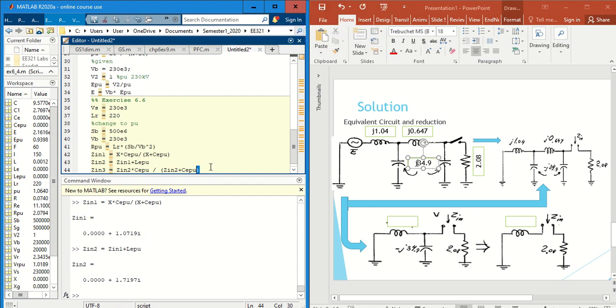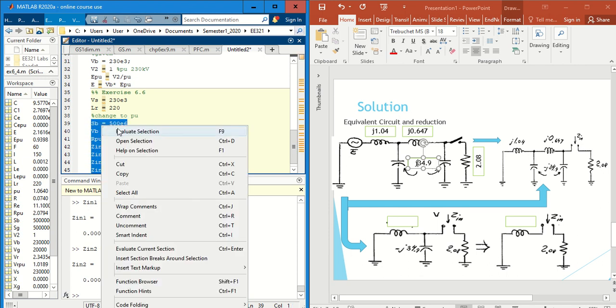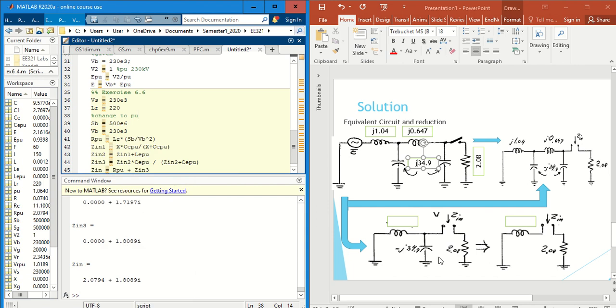So finally we will arrive at Z in, which will be equal to R per unit plus Z in 3. So let's see what we get. Okay, we get 2.07. Okay, and till here we have 1.0, 1.08. So we can write it down here.